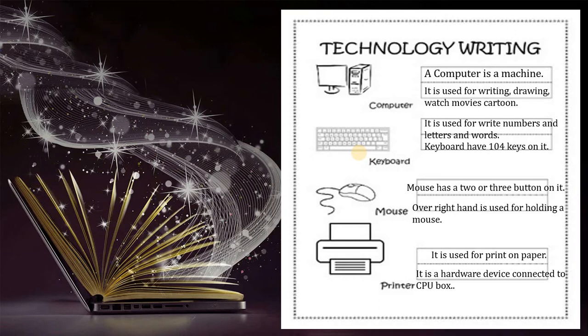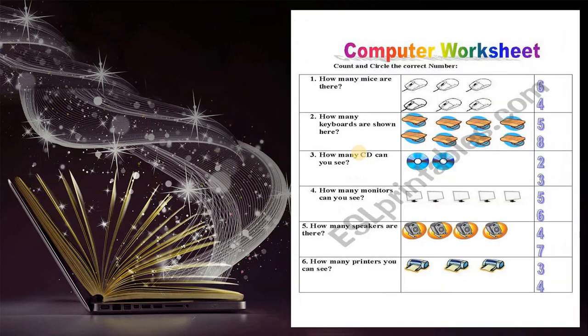Okay, now see another activity. Computer worksheet. Count and circle the correct numbers. What do we have to do here? Count and circle the correct numbers. See the first question, there is a spelling mistake here: how many mouse are there?